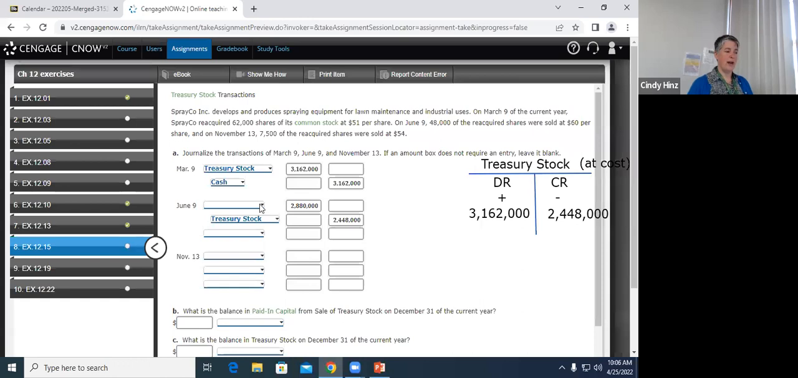But as I already pointed out, we sold them for $60 a share. That's definitely how much extra additional cash we got for them. So the cash account has to show what we actually received for them. Remember, we never adjust cash. We either have it or we don't. If we have it, we need to report it. But the treasury stock account has to be reported at the $51 because we use the cost method. So what's the difference here?